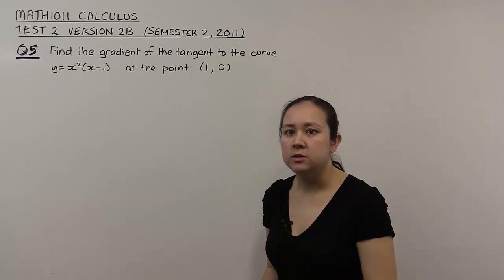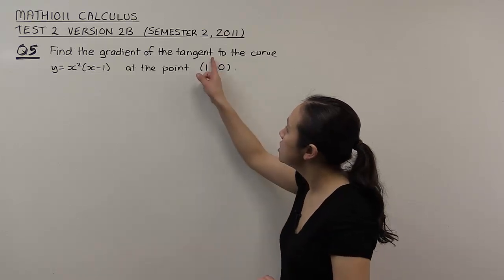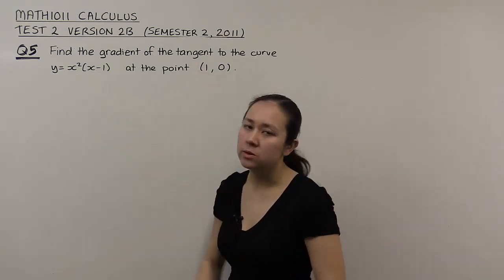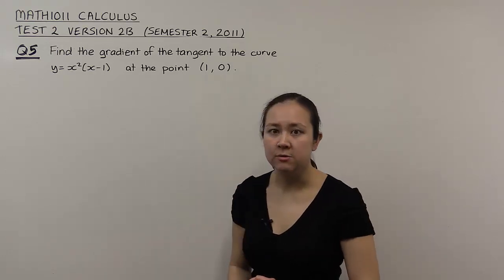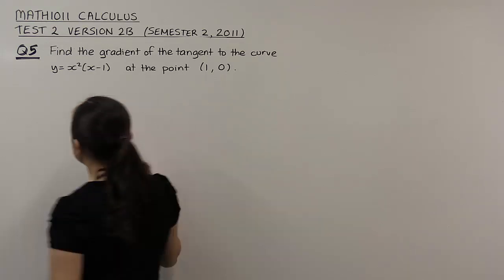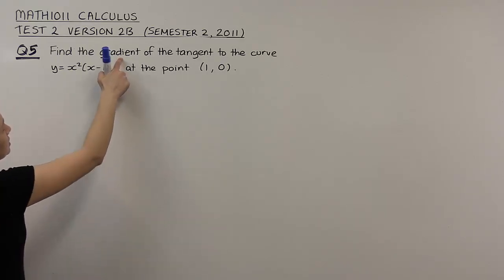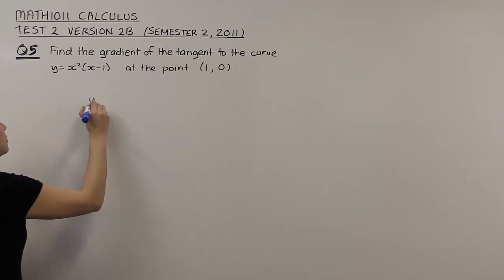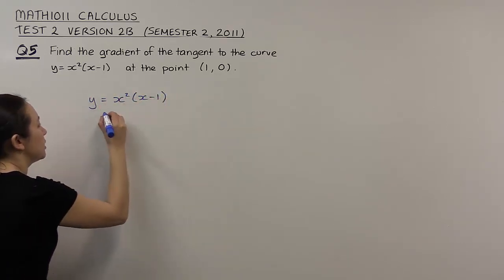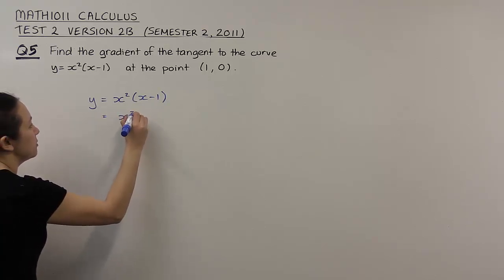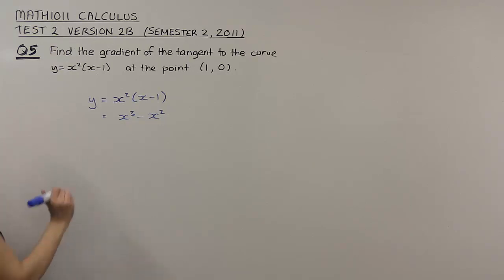In the final question on this test, you are asked to find the gradient of the tangent to the curve given by y equals x squared times x minus 1 at the point 1, 0. So all we need to realize here is that the derivative is the rule that tells us the gradient of a tangent to the curve. So y equals x squared, x minus 1 is our curve. It will be easier to differentiate this if we expand it rather than use a product rule.